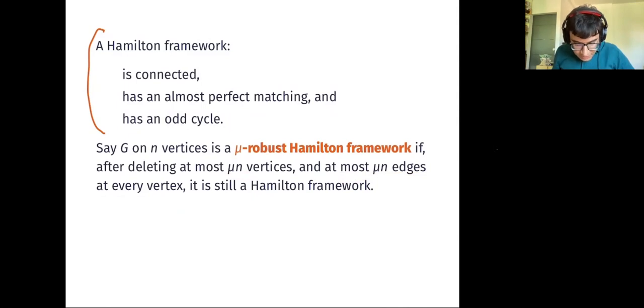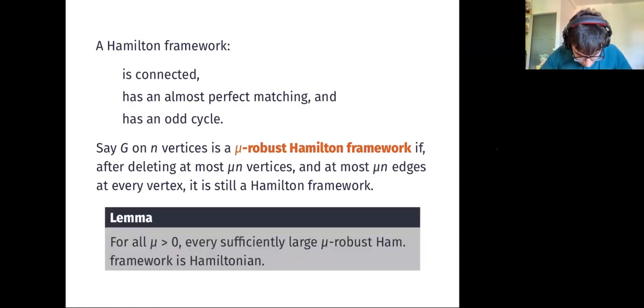And if after these deletions I am still a Hamilton framework, I will say this is a mu-robust Hamilton framework. So the graph is connected, but it's not only connected, it's connected in a very robust sense. It's robust against these deletions and has the matching robustly against deletions, etc. So one lemma which you can show, and that's something that we also use in our paper, is that for every mu, if you have a sufficiently large Hamilton framework which is mu-robust, then this graph is Hamiltonian.